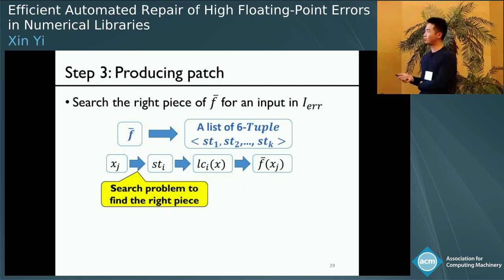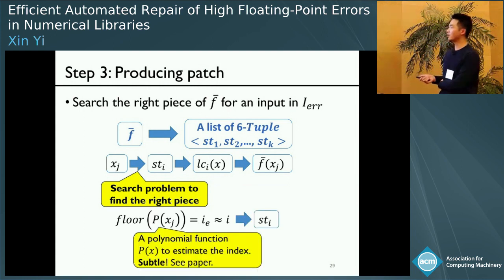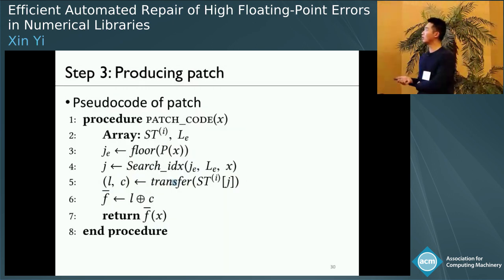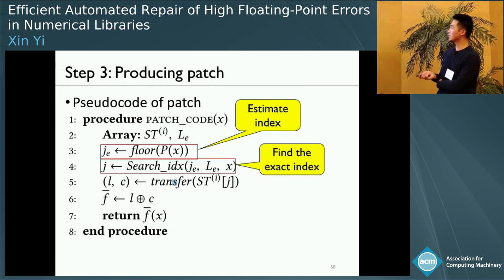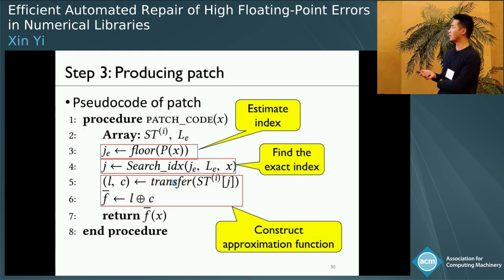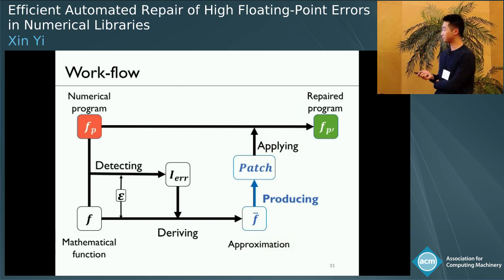However, it is a search problem to find the right piece to calculate the input. So we construct a polynomial function to estimate the index. So overall, our patch includes 3 main steps. First, we estimate the index. Then we find the exact index. Finally, we construct the approximation function to do the calculation.